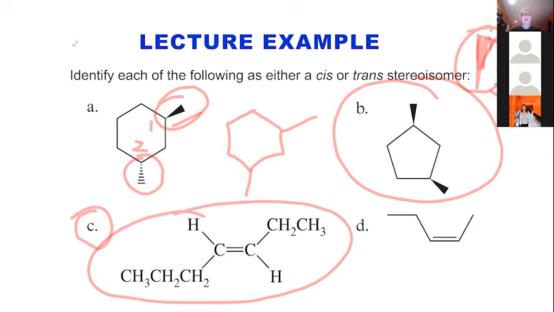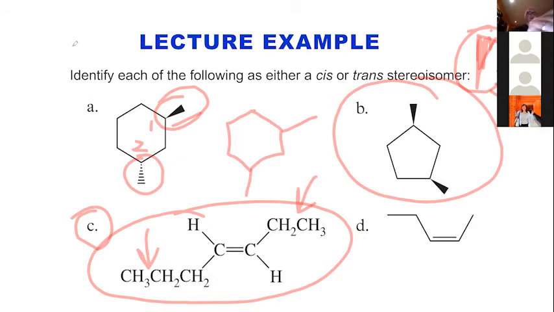So what about number C here? I haven't got exactly the same substituent. Here I've got an ethyl group on that side, and I've got a propyl group on this side, but they are substituents. So are they in cis or trans? Trans. Those are in trans, right?